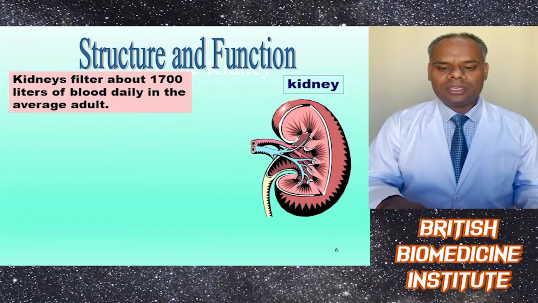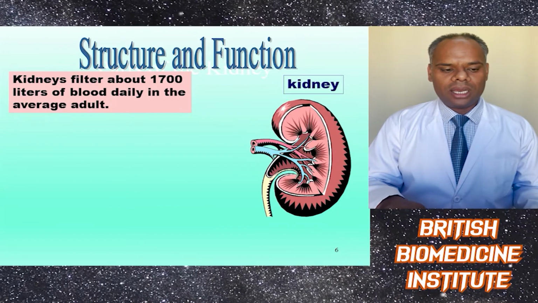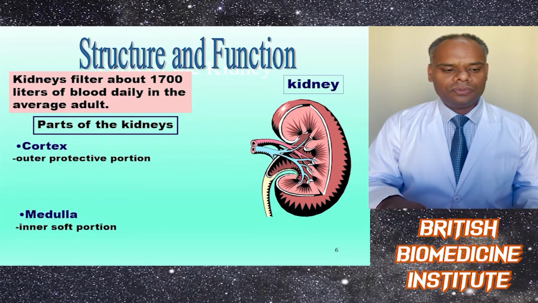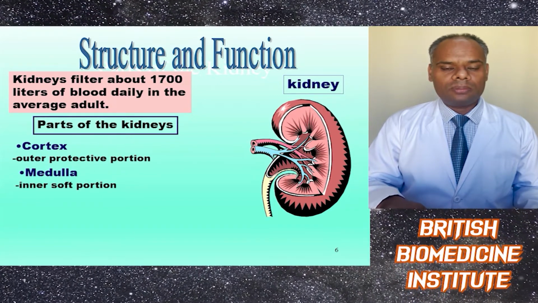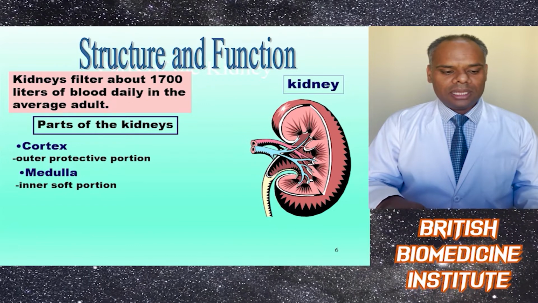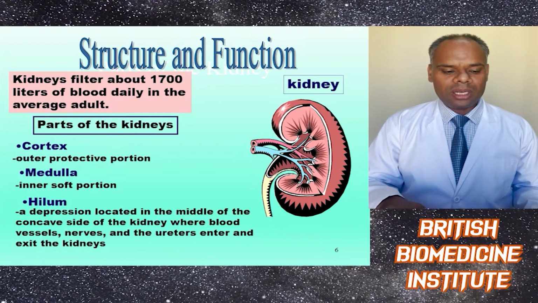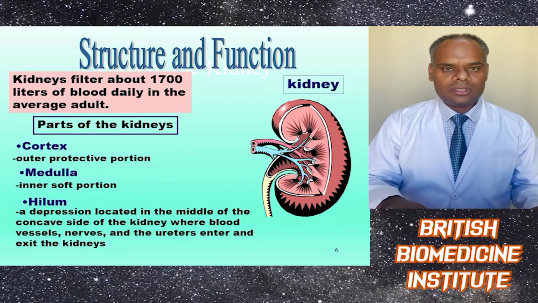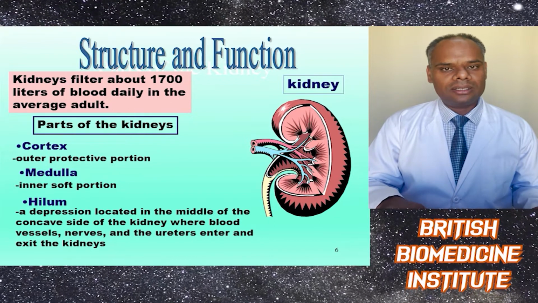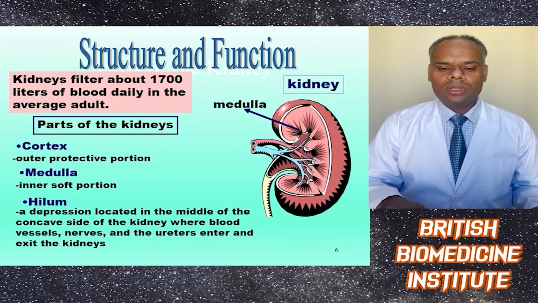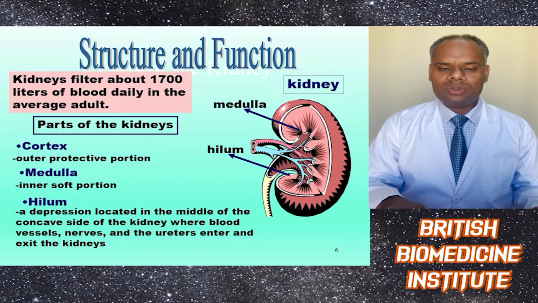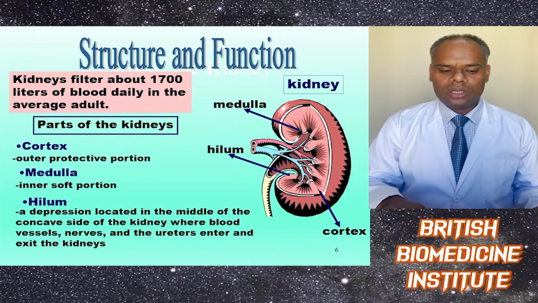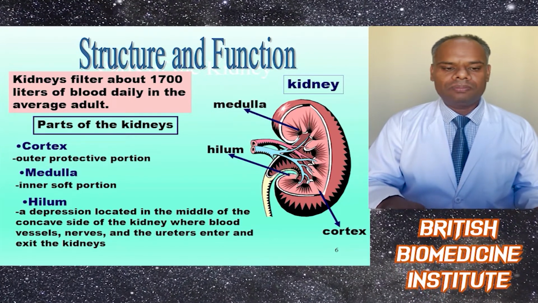So this is the structure of a kidney, and the parts of the kidney are the cortex, which is the outer protective portion, the medulla, the inner soft portion, and the hilum. It is a depression located in the middle of the concave side of the kidney, where blood vessels, nerves and ureter enter and exit the kidney. So the upper part is known as the medulla and the hilum is located in the lower part, and the cortex is the protective portion.